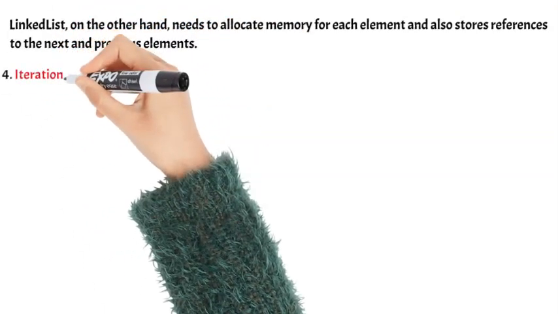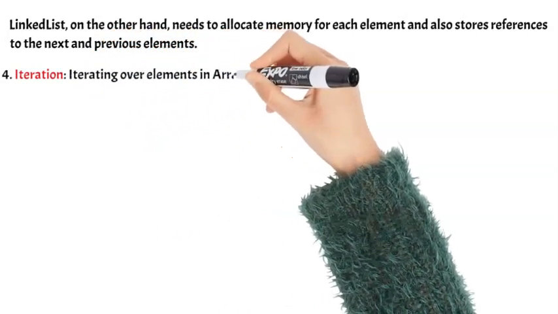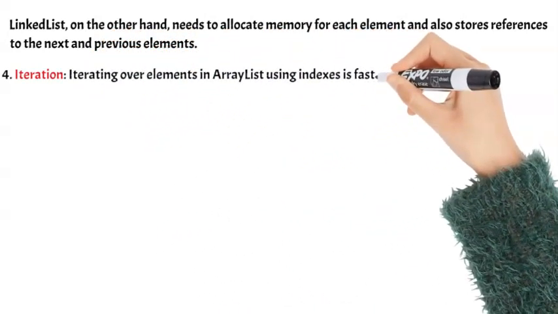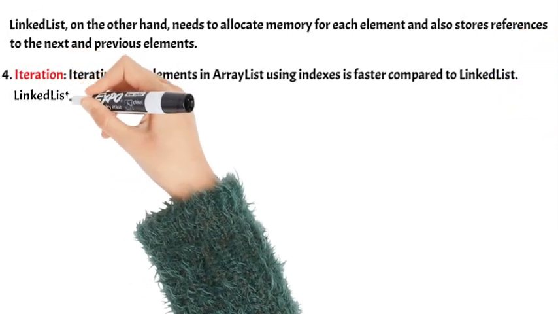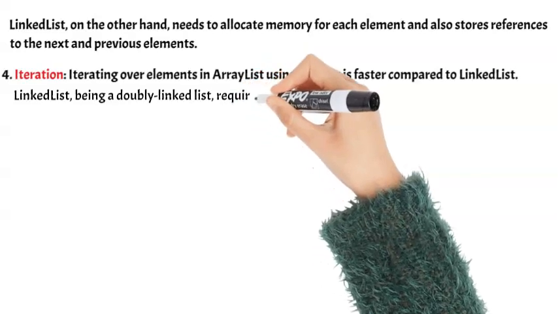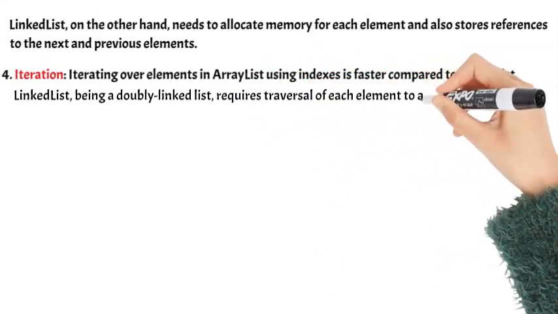4. Iteration. Iterating over elements in ArrayList using indexes is faster compared to linked list. Linked list, being a doubly linked list, requires traversal of each element to access them.